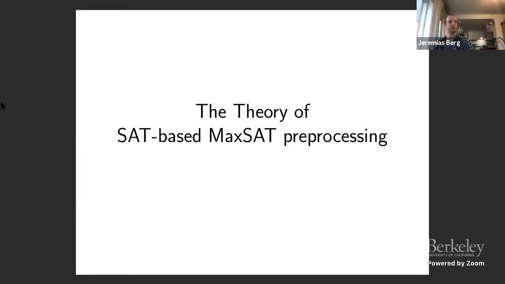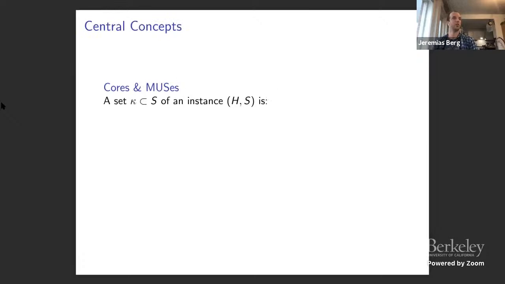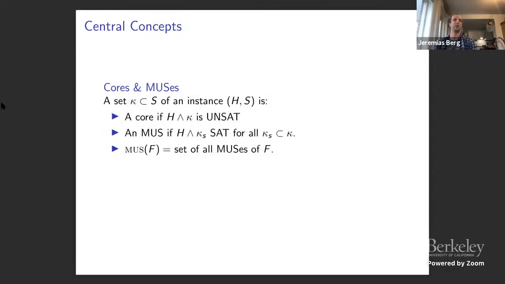Okay, so then I'll spend the rest of my time talking about the theory underlying SAT-based MaxSAT preprocessing. And the only definition I'll be using is that of a core or an MUS. We say that a set of soft clauses is a core if it's unsat together with the hard clauses, and an MUS if it's subset minimal. So no subset of the set is a core. And I'll denote the set of all MUSs of an instance like this.